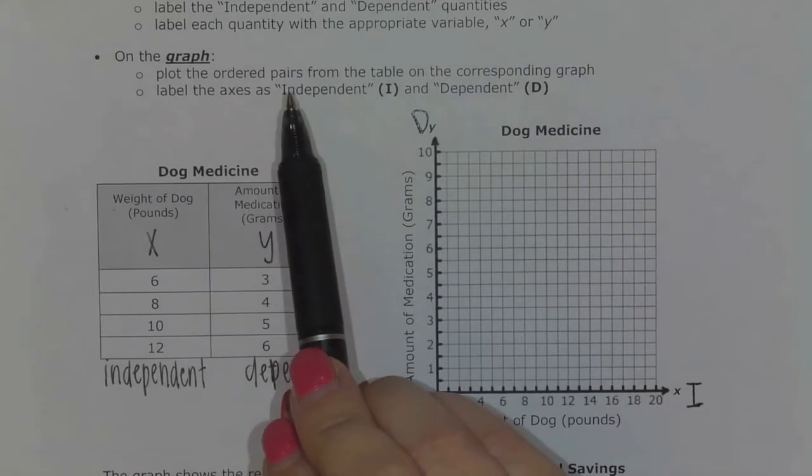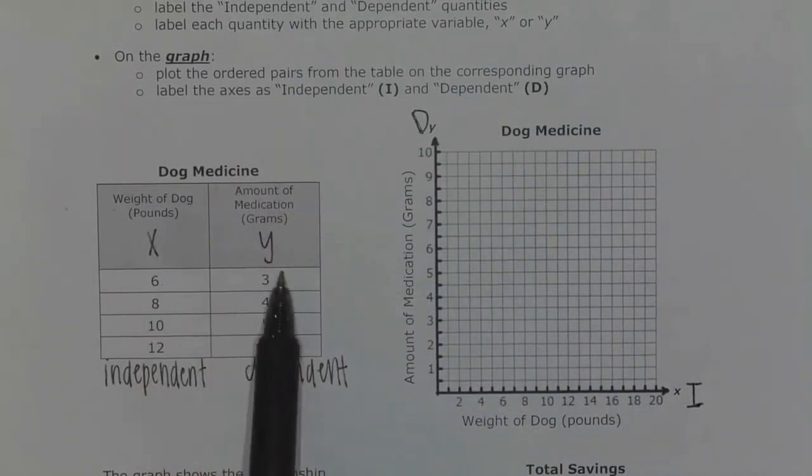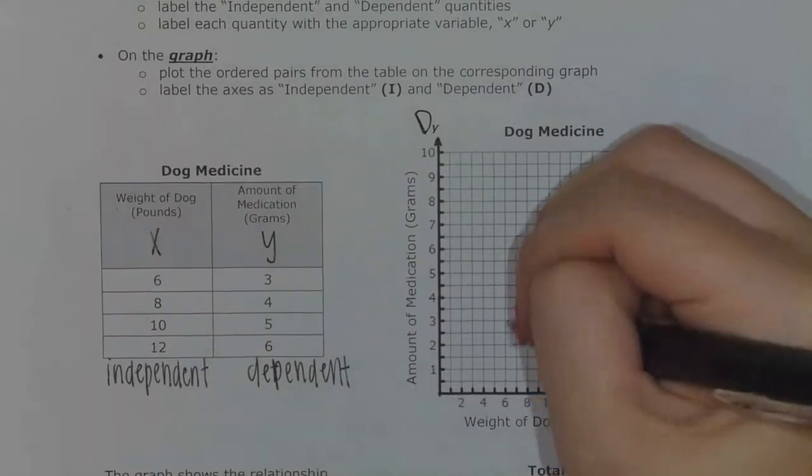And it also wants us to plot the ordered pairs. So I'm going to start with my first pair. It's 6, 3. So again, I'm going to start at the origin. Since it's a positive 6, I move to the right 6, and then up 3. And then I put a dot.